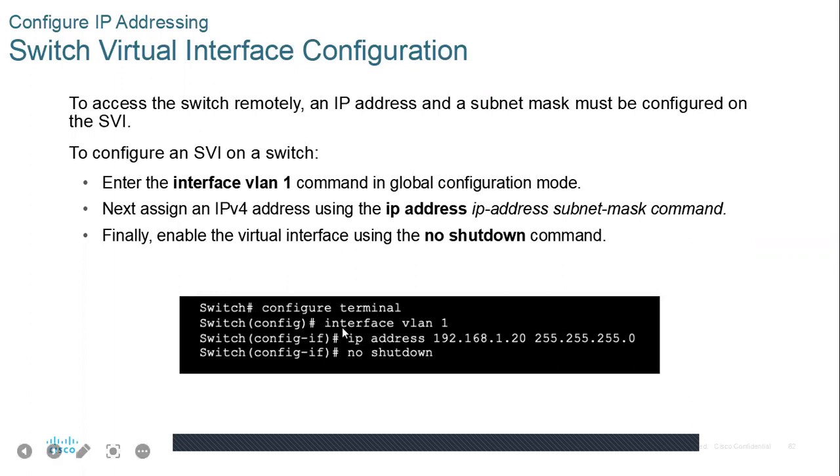Configure terminal, interface VLAN 1. By default, most of the time VLAN 1 is the default. You can't actually tamper with that. If you want to create additional VLANs, we'll learn how to do that subsequently, because this course is ITN 1, so there are some things that we restrict ourselves to so that we'll fully grasp them.